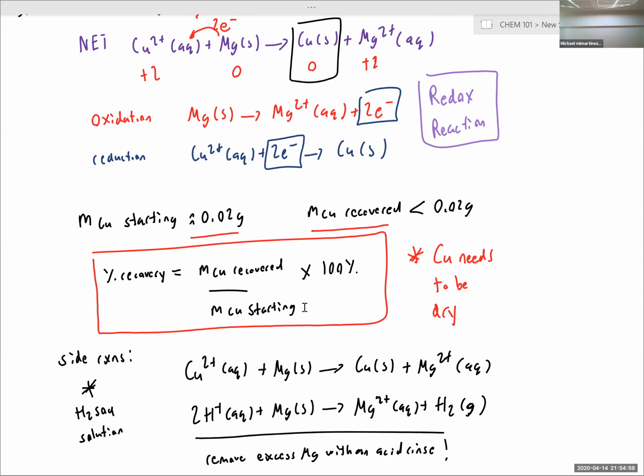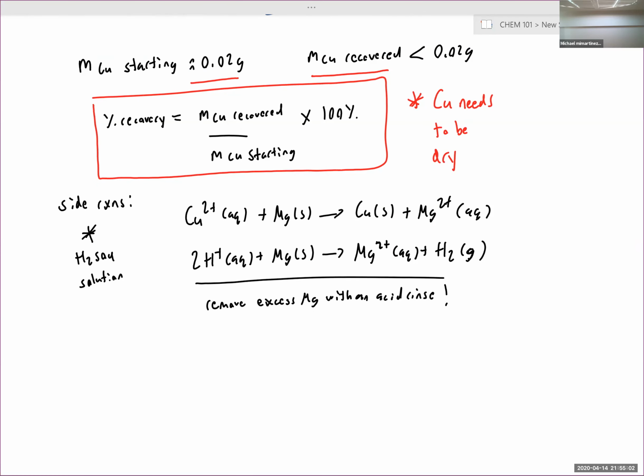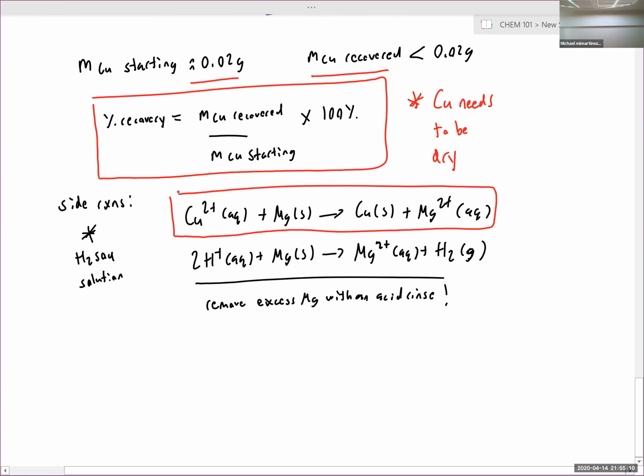Okay. So in terms of side reactions, when we're reducing our copper, so this is our last step. This is the last step in our sequence. One really vigorous side reaction that we'll see is that the magnesium reacts readily with acid. So remember, magnesium is above H+ on the activity series. So then magnesium reacts with acid, and it reacts with acid to generate hydrogen gas.